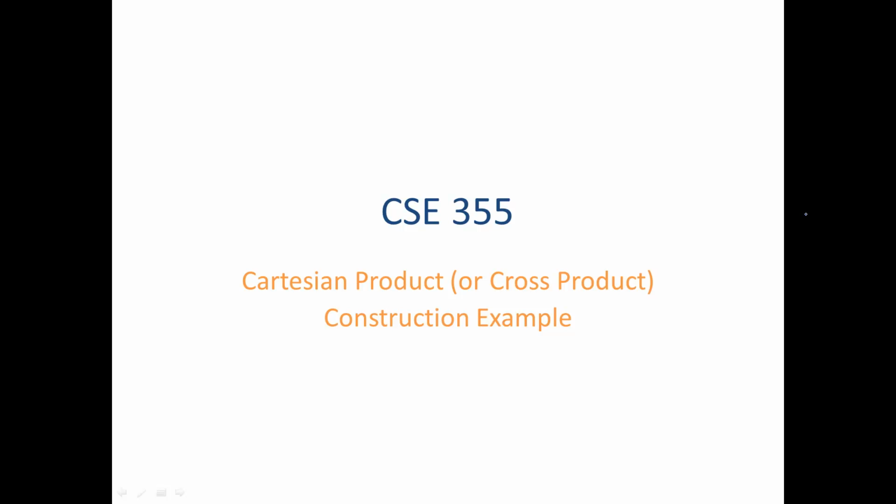Let's look at an example of constructing a Cartesian product. So let's take the Cartesian product of three sets. First we need to define those sets. We're going to let S, T, and U be sets. Our set S is going to contain the elements 1 and 2. Then T is a set containing the elements 3 and 4. And then U is a set containing the elements 5 and 6.